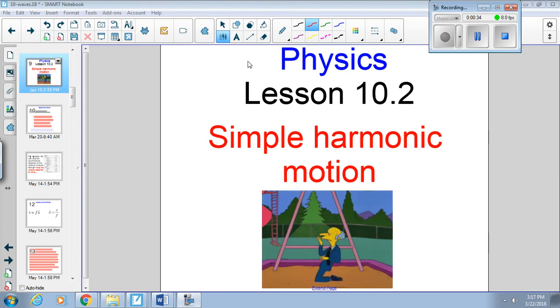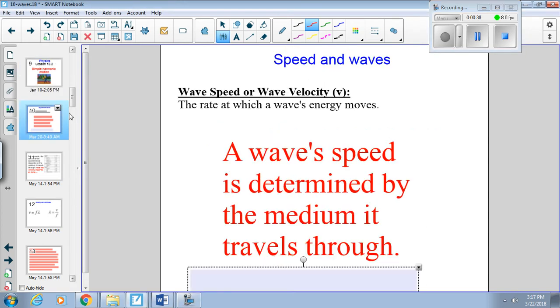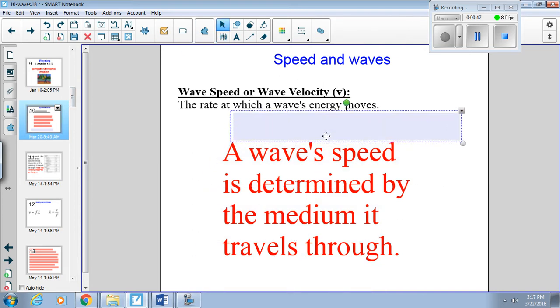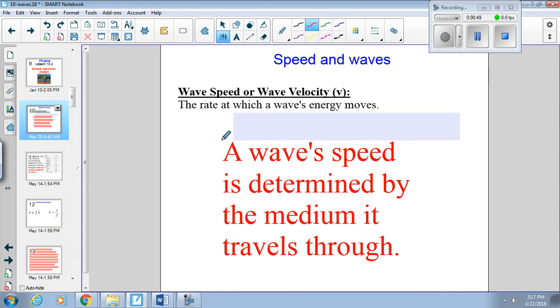Okay, so lesson 10.2, simple harmonic motion. Before we get into simple harmonic motion, I want to talk about speed and waves. A wave speed is the rate at which energy is being transferred, and this rate is only affected by the material or medium it travels through.